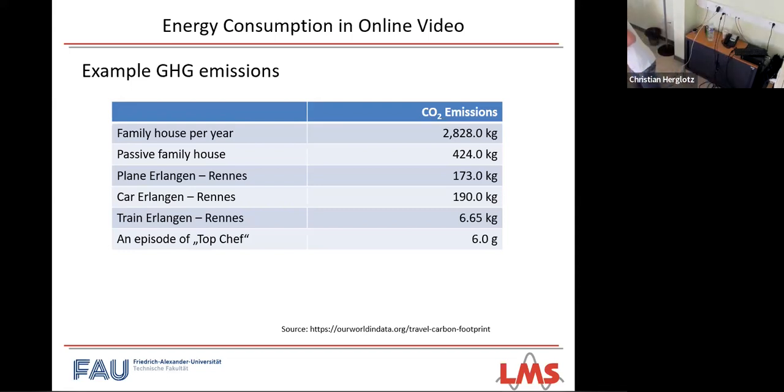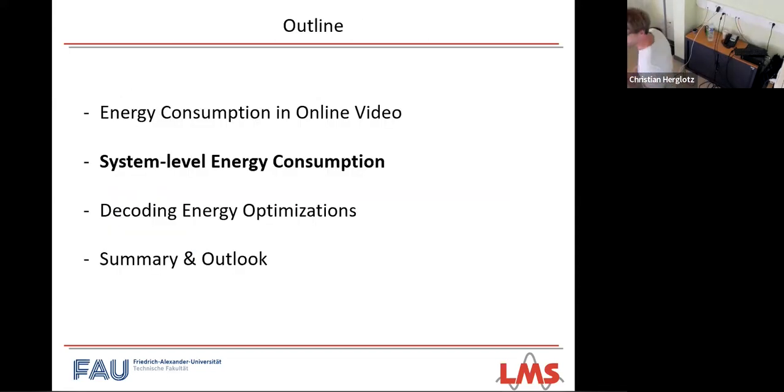Okay, so this is the introduction. Now I would like to go a little bit more into some content. System level energy consumption is something that we started looking at, let's say, 3 to 4 years ago. And the idea was to get an overview of what happens in all the different components in an online video system. Do we have knowledge on what they consume in terms of energy, or estimates or models or whatever we can find about that?